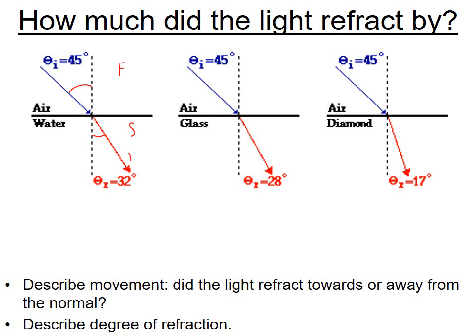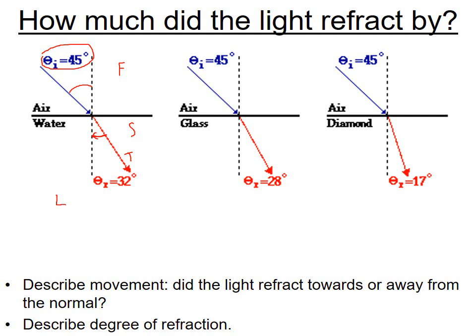Did it go towards the normal? It did. That means this diagram is drawn correctly. How much did it refract by? Well, it didn't refract by 32 degrees. Don't say that. That's the angle of refraction. Look at how close we were to normal initially. We were at 45 degrees. Then we moved to 32 degrees. So we went from 45 degrees to 32.